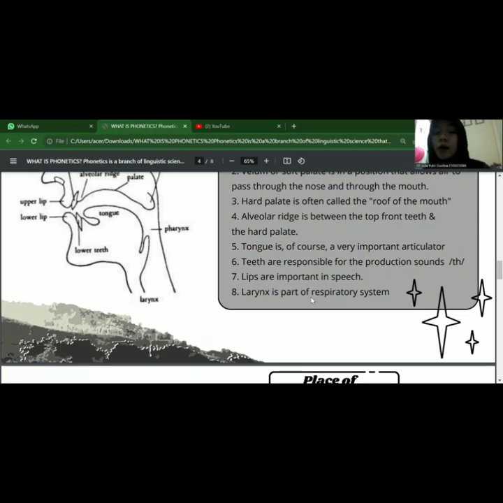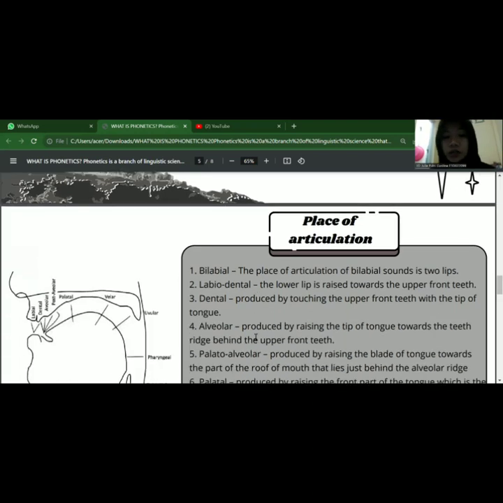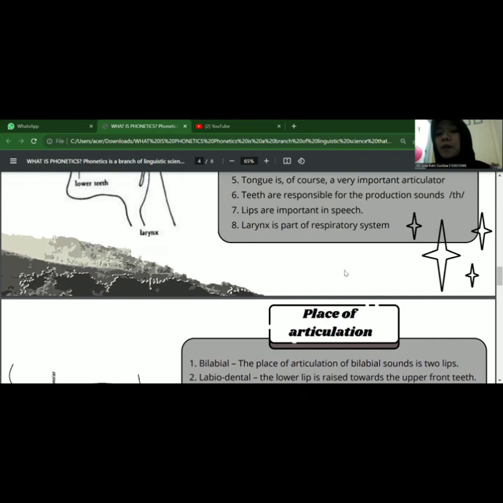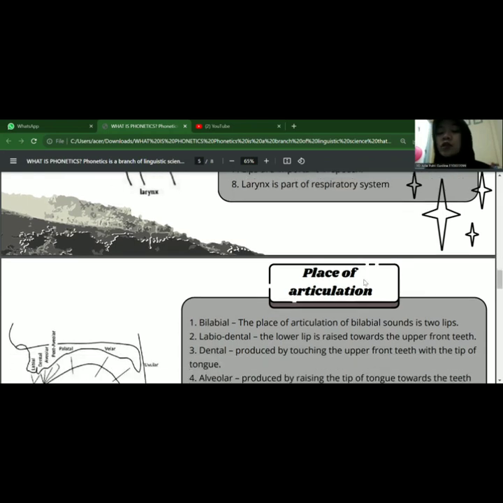So that is actually why we can produce sound, why we can speak: because we have a larynx. And we're going to the next topic, place of articulation. The first one is bilabial. The place of articulation of bilabial sounds is the two lips. Like what I have explained about the lips, lips are important in speech. When we meet the under and the upper lips, we can produce the letters P, B, and M. So that's part of bilabial.